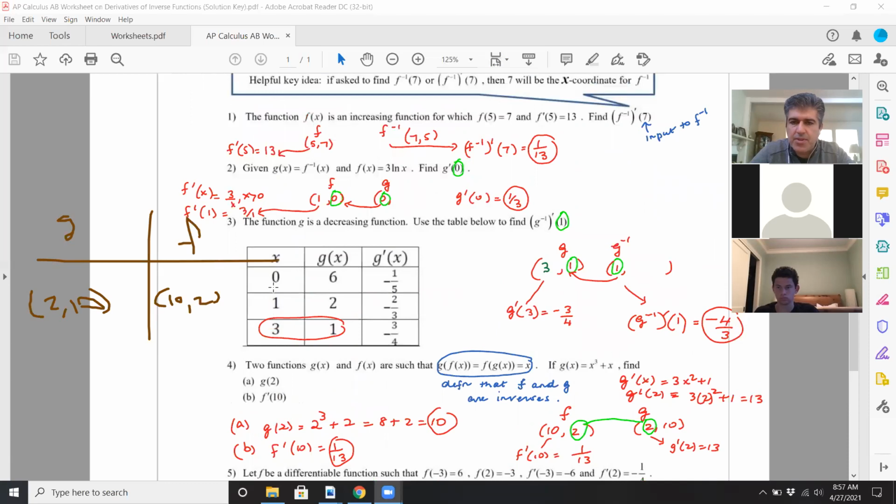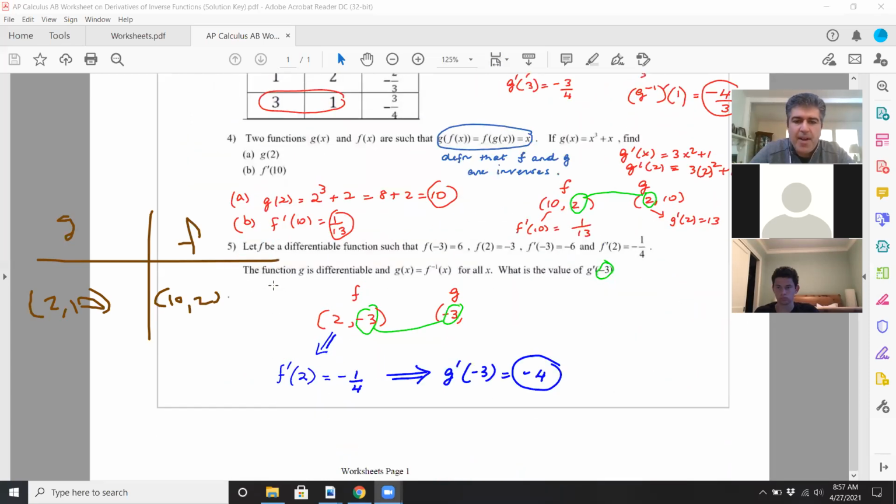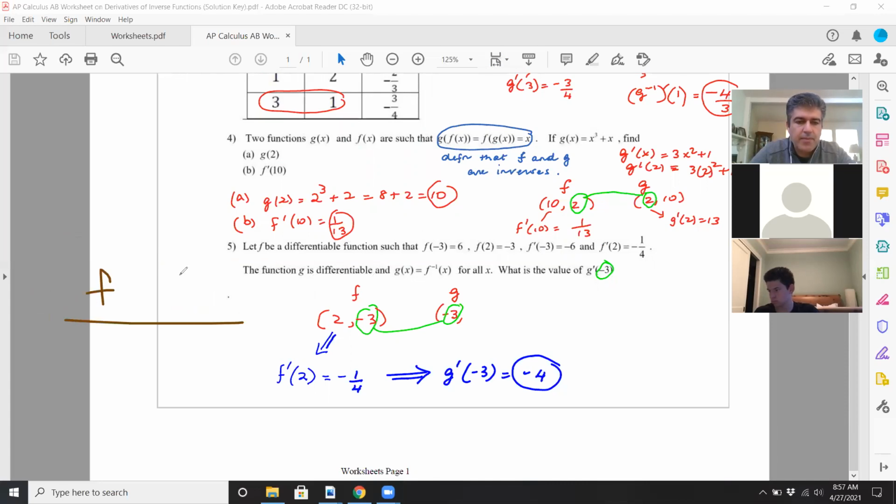Which is actually interesting as the answer for number 1 also. And for 5, they give some stuff that's irrelevant, so don't feel like you have to use all the information. So again, you want to evaluate the derivative of g at -3. So we'll call g the inverse, right? Because they said so. So again, f and g, you see, the same thing's happening here.